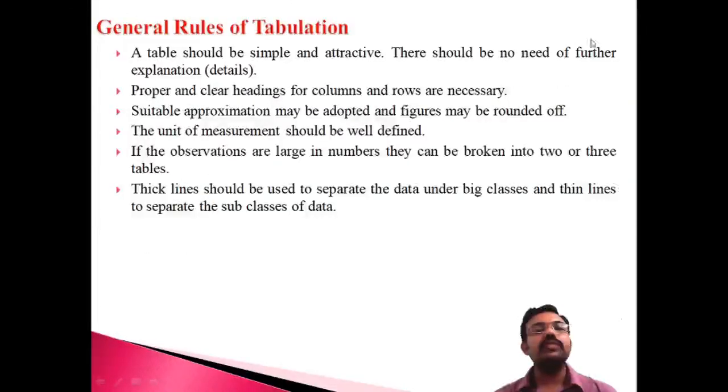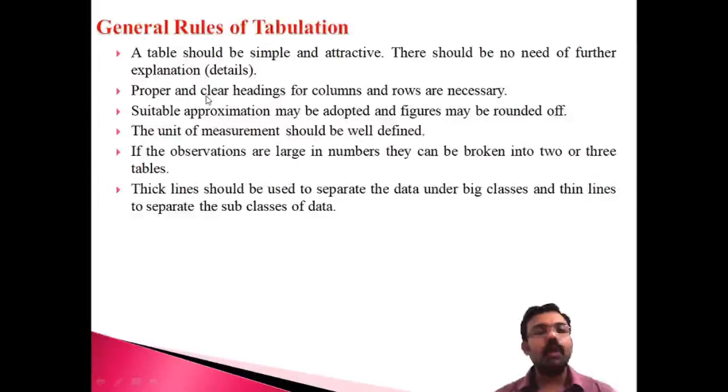And what are the general rules for the tabulation? Suppose you are constructing a table, then what are the important rules regarding the tabulation? The first important rule is that the table should always be simple and attractive. There is no need for further explanation, because whenever we see the table it can be easily understood, otherwise it does not mean anything. So a table should be simple and attractive. That's one of the important rules regarding the tabulation.